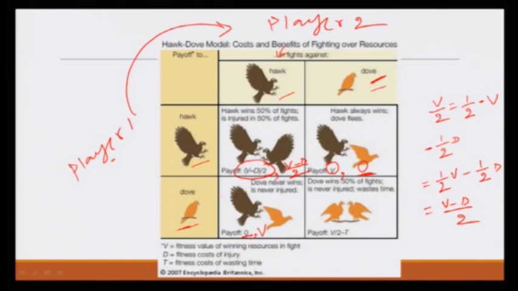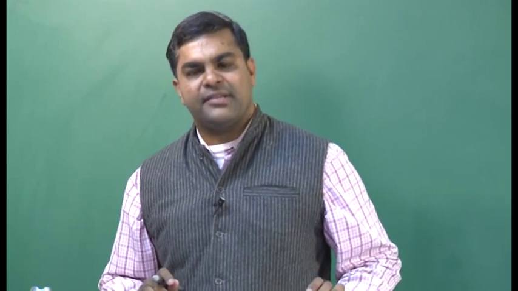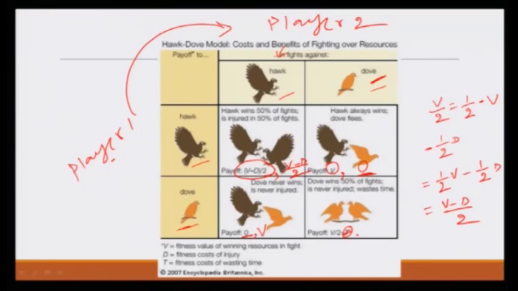And if both of them are playing dove, then they both get V by 2 minus T, where T is the wastage of time. For our example, we will take the wastage of time to be equal to 0, so we will get rid of this T, and both players will get V by 2, V by 2.